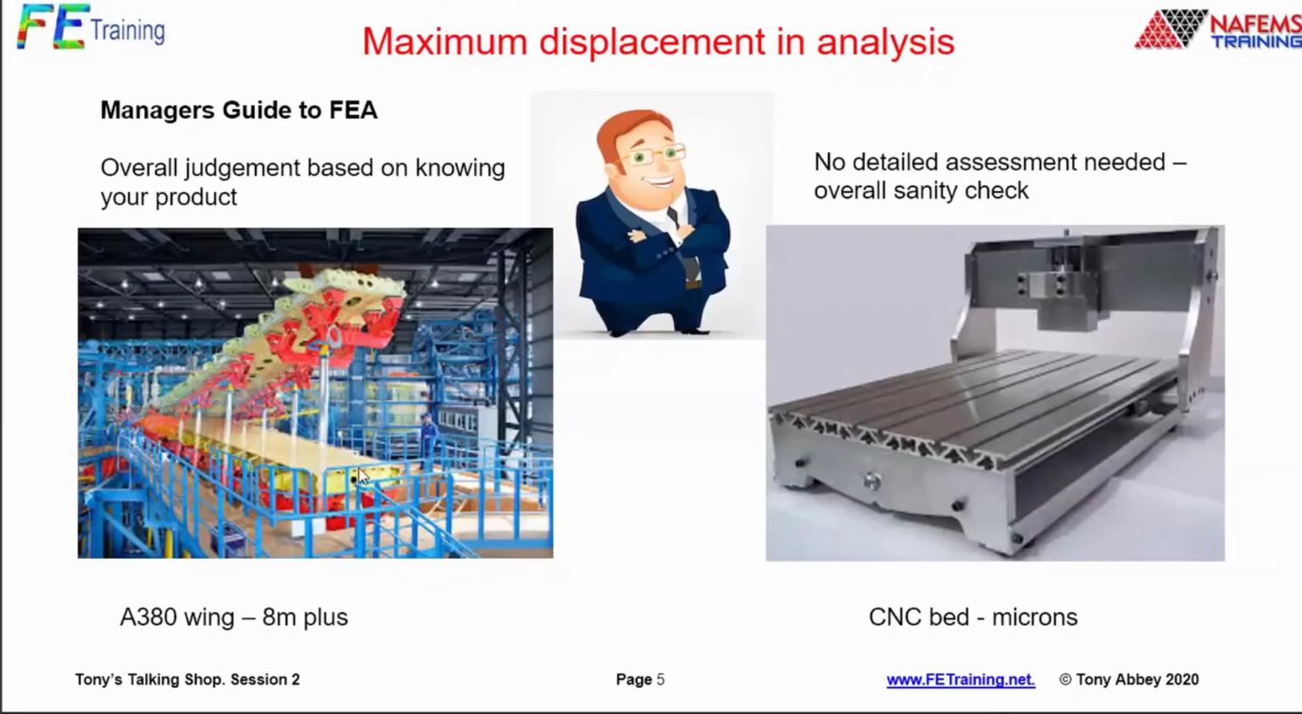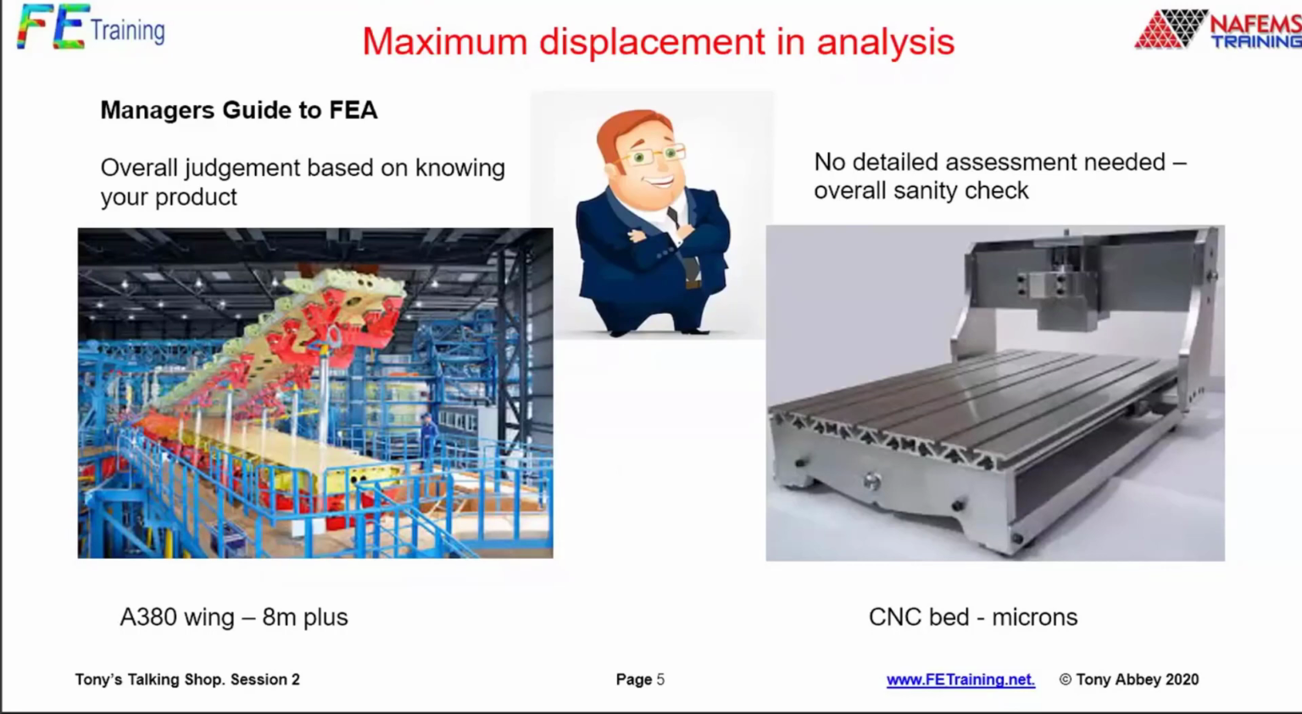So if I see microns coming out of the A380 wing analysis, something very wrong has gone on. And if I see something like millimeters or inches or even bigger than that coming out of the CNC bed analysis, something very wrong has gone on. So I teach this person to ask at the design review or the analysis review, excuse me, what's the maximum deflection you see in your model? And that's all he wants to know because I've taught him that that's a critical value based on the kind of industry you're in.